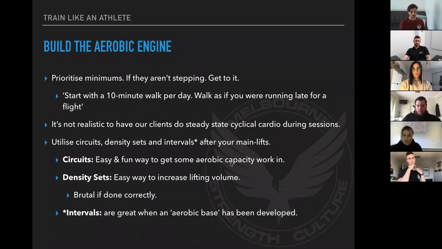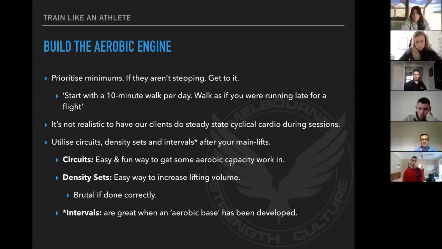Like, you really need to pick this up. And they'll say, no, fuck that. I'm not going to do that. And then I give them something like a density set. And they're like, shit, I had a decent pump at the end of that. Some people will chase the pump in training. I had a decent pump at the end of that. I'm sweating. I feel good. I felt like I did a really good workout.